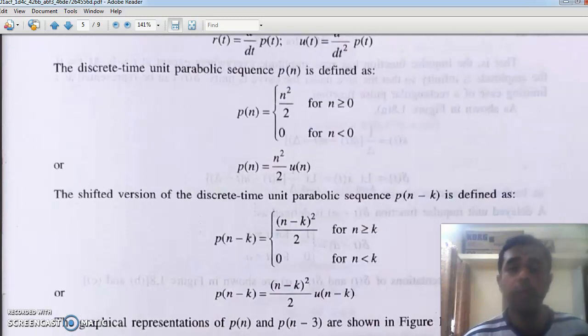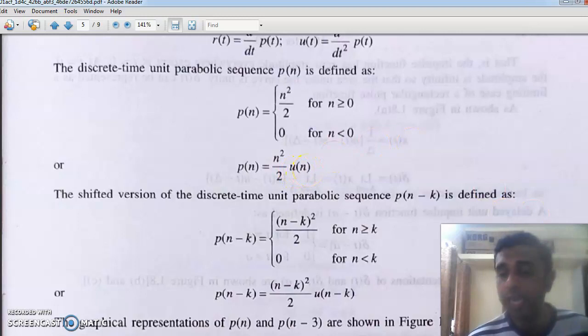Okay. Now we'll go to the next one, that is p of n, the digital parabolic function. Similarly, just replace t by n, that is n square by 2 for n greater than or equal to 0. There it was t greater than or equal to 0, here it is n greater than or equal to 0, otherwise it is 0 for n less than 0. So by definition, p of n is n square by 2, and this portion is taken care of by multiplying it with u of n.